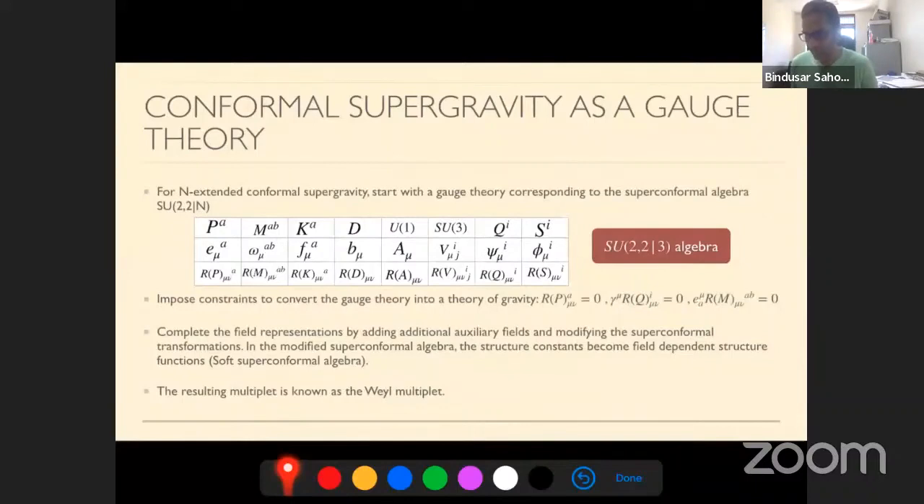Once you do this, you count the number of degrees of freedom, and you will see that the bosonic and fermionic degrees of freedom are not matching if you have n greater than 1. Therefore, you need to complete the field representation by adding additional auxiliary fields, and you have to accordingly also modify the superconformal algebra. In this modified superconformal algebra, the structure constants actually become field dependent and they become structure functions. Such superconformal algebras are known in the literature as soft superconformal algebras. And in this whole procedure, the multiplet that you have obtained, which basically includes these gauge fields and the additional auxiliary fields, is known as the Weyl multiplet.